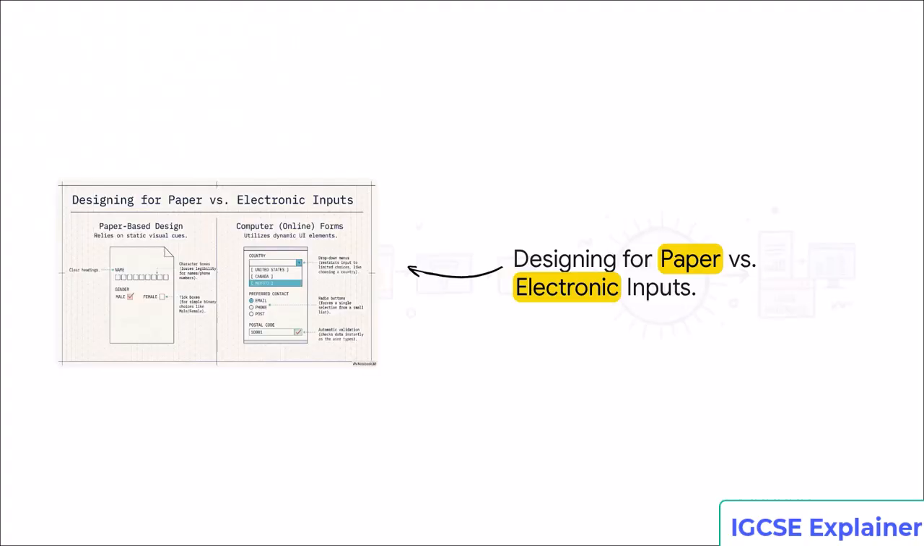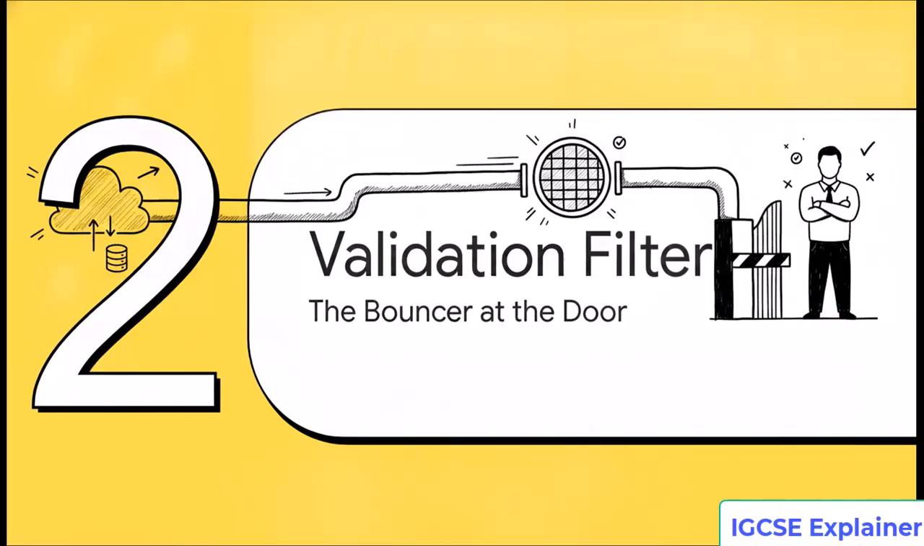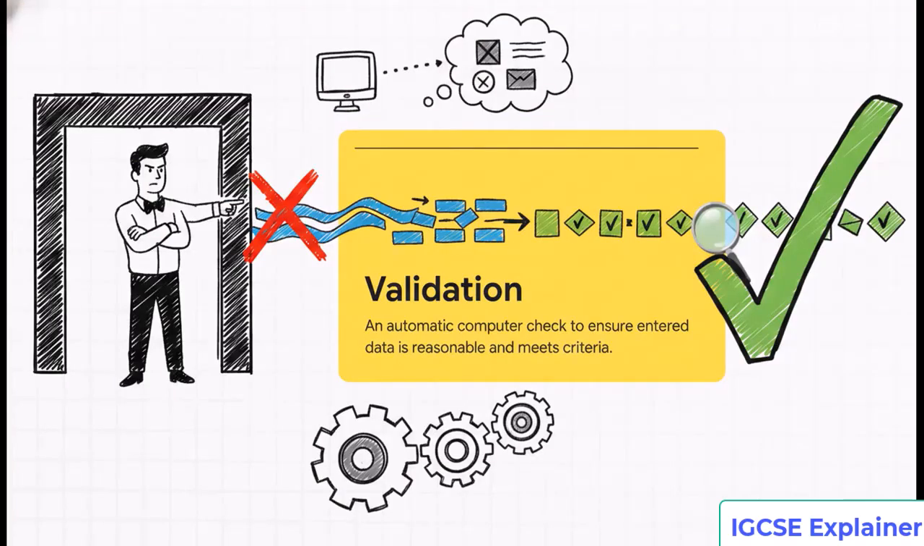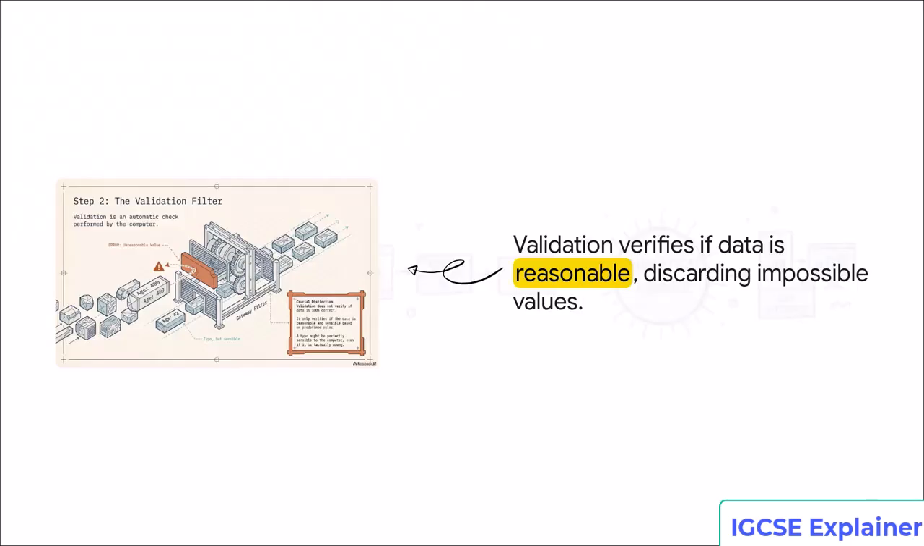It's brilliant. Okay, so once our data is captured at the source, it hurtles down the pipe and hits step 2, the validation filter. I like to think of this as the bouncer at the door of our system. Now, the crucial point to remember here is that validation actually doesn't care if your data is perfectly accurate. It's just an automatic computer check that acts as that bouncer, checking if the data is sensible and reasonable based on strictly predefined rules. Imagine a mechanical sieve.